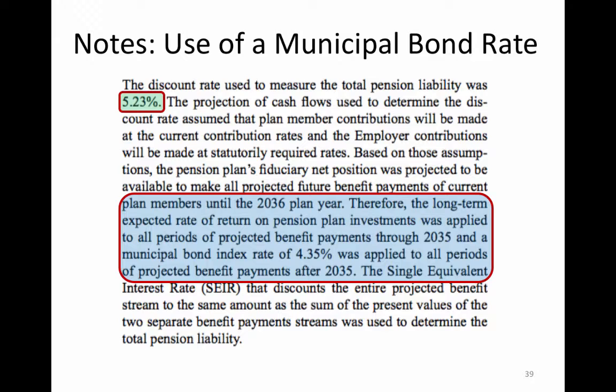And you can see here that for this government, up through 2035, they discounted the projected benefit payments using the long-term expected rate of return. And from 2036 and beyond, they discounted using the municipal bond rate, which in their case was 4.35%. And then the single discount rate that would have produced the same actuarial present value as using the long-term expected rate of return to 2035, and the municipal bond rate beyond that, was 5.23%.